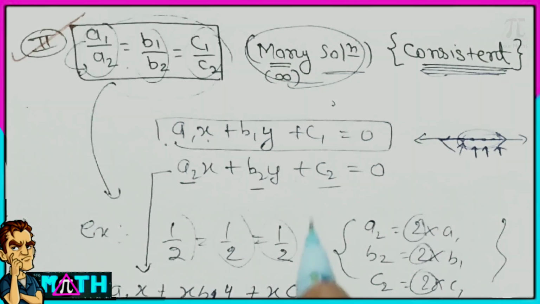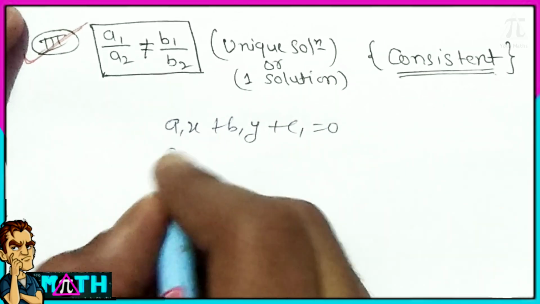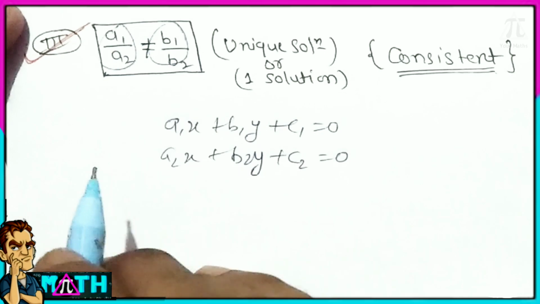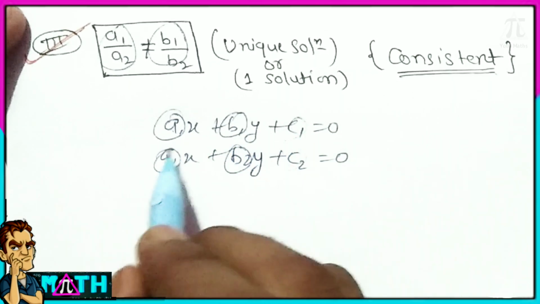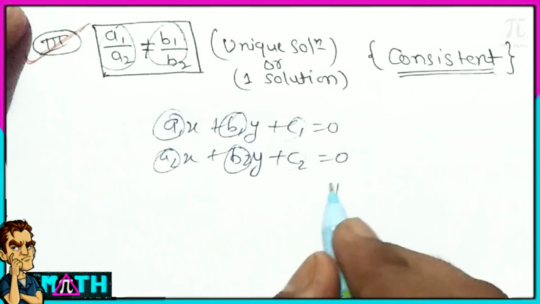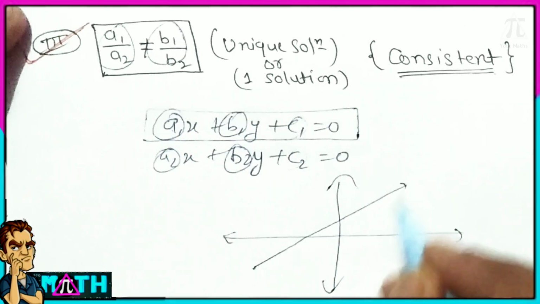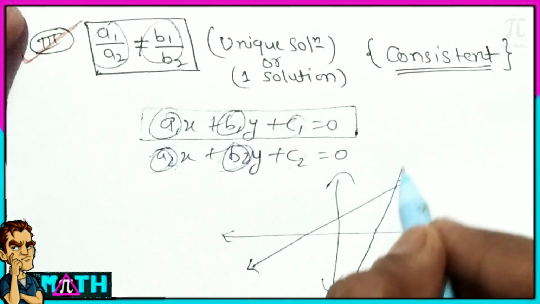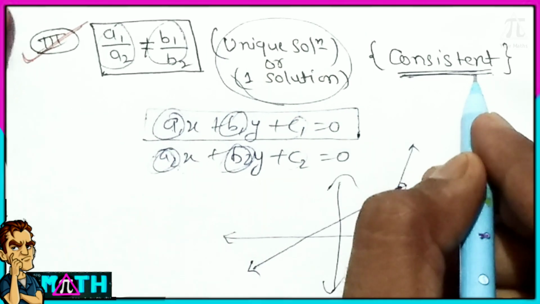Now let us discuss the criteria due to which, after solving the pair of linear equations, you get one solution or a unique solution, and as you get a solution it's consistent. In this, a1 by a2 is not equal to b1 by b2, and the two lines intersect each other at a single point. The values of x and y at that intersection point are valid for both equations, meaning it satisfies both equations, therefore it has one solution.